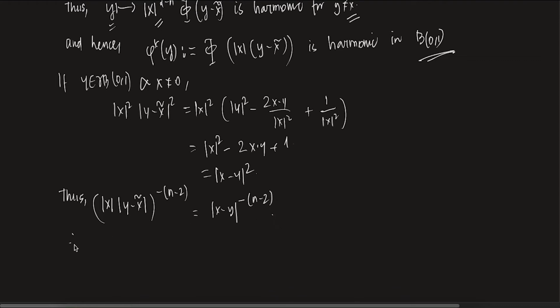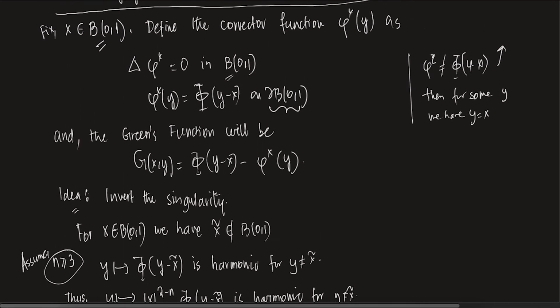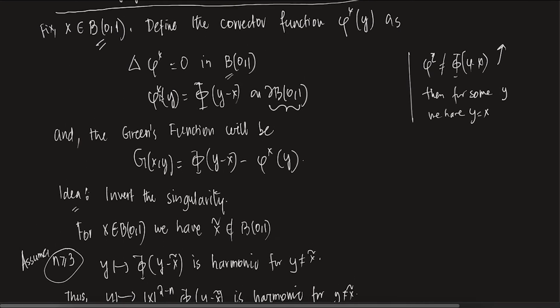So, therefore what is happening is phi x of y equals the fundamental solution of y minus x, for y on the boundary of B(0,1). Is this clear? I want my phi x of y to be the fundamental solution at y minus x. It should be equal to the value of the fundamental solution at y minus x.